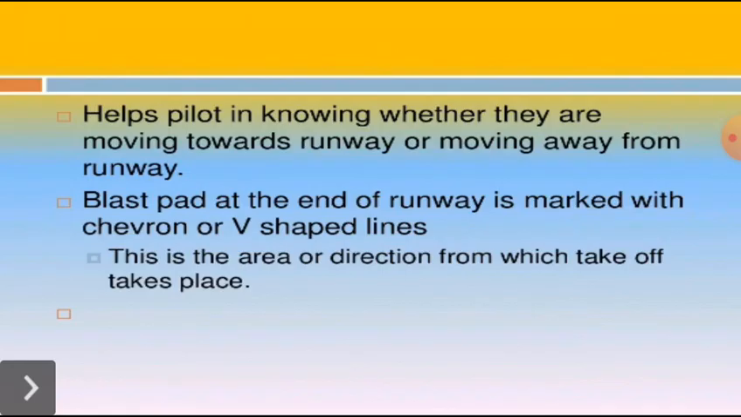And these markings help pilots in knowing whether they are moving towards the runway or moving away from the runway. The blast pad at the end of the runway is marked with chevron or V-shaped lines. This is the area or direction from which takeoff takes place.